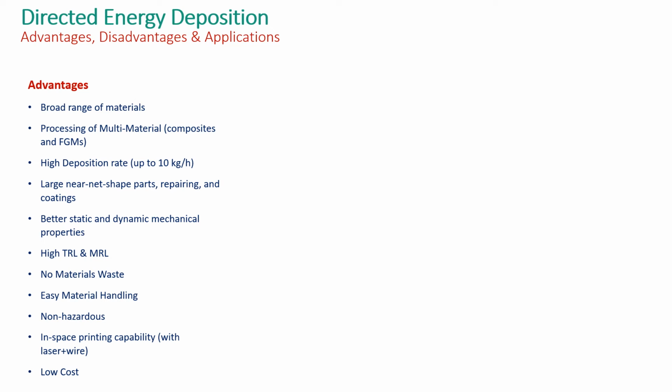We can also process multi-material. Of course, we can add one material, and along with that we can add another metal or alloy wire to make a multi-material component. In that way, we can produce composites or functionally graded material. So this is one of the advantages. The next advantage is a high deposition rate. By DED we can achieve a very high deposition rate, like 10 kg per hour.